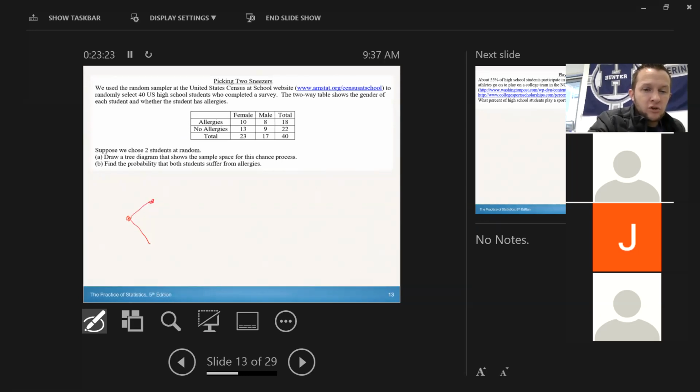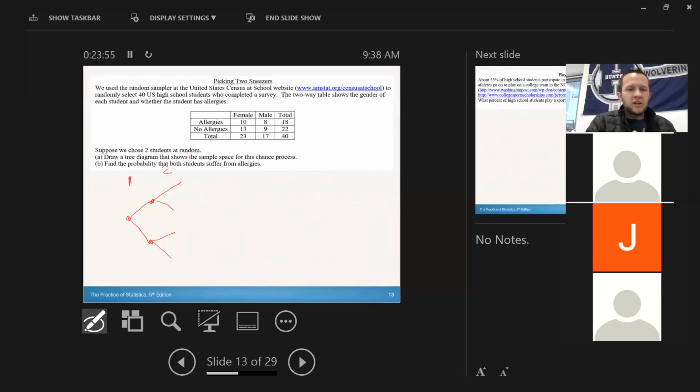Now, what you're going to be doing is looking at student 1 and student 2. So you're going to do the first branch based on student 1, and then the second one based on student 2. And the variable here is, do they have allergies? So based on student 1, did this person have allergies or not? And based off of that, the second student, randomly chosen, we're not going to choose the same student, right? So it's going to change the probabilities just like it did here.